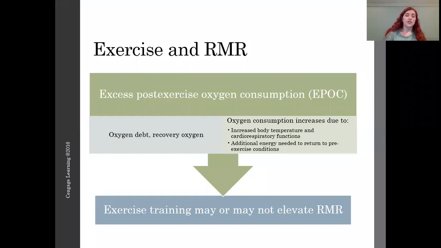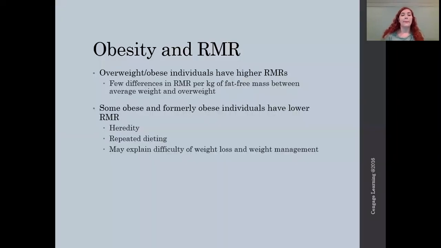Excess post-exercise oxygen consumption is the increased oxygen consumption for a period of time after physical activity. It is also referred to as oxygen debt or recovery oxygen. And the reason for this increased consumption of oxygen is due to the fact that the body has an increased temperature as well as an increase in cardiorespiratory functions. And there's also an additional energy need in order to return the body to its pre-exercise conditions.